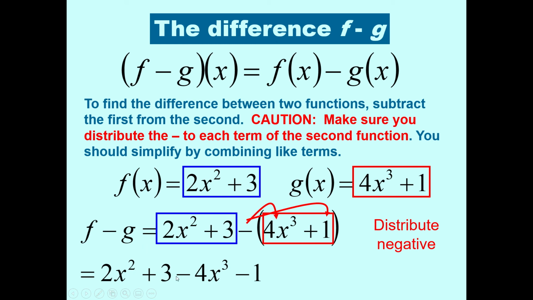2x squared plus 3 minus 4x to the power 3 minus 1. Okay, so what do we have to do here? Do you understand this case? We have to put the second one in brackets. This is the only important thing. Then we subtract 3 minus 1, which will be 2, and the other terms stay, and this is the result. We generally write them in order, with the term that has the highest exponent first. Here x to the power 3 has the highest exponent, then x to the power 2, and then the other term.